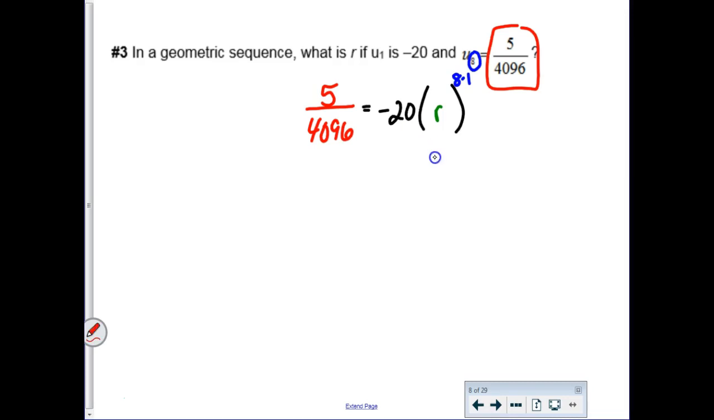So if I think about what I'm going to do algebraically to solve this, you're going to start by dividing by -20, which if you don't like fraction work, you can also think of that as multiplying by -1/20.